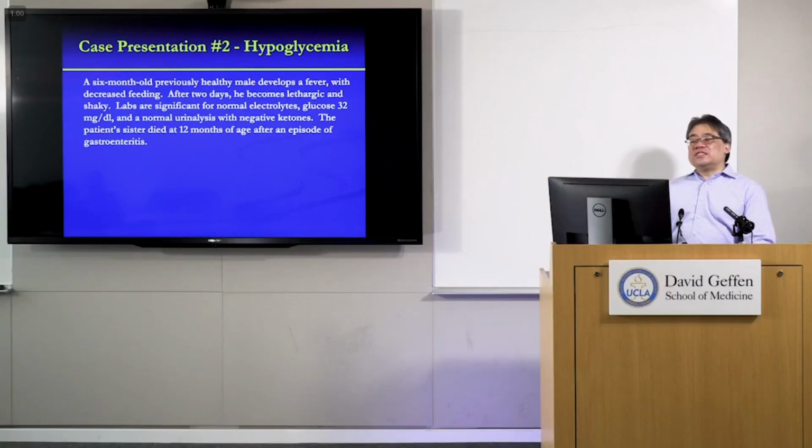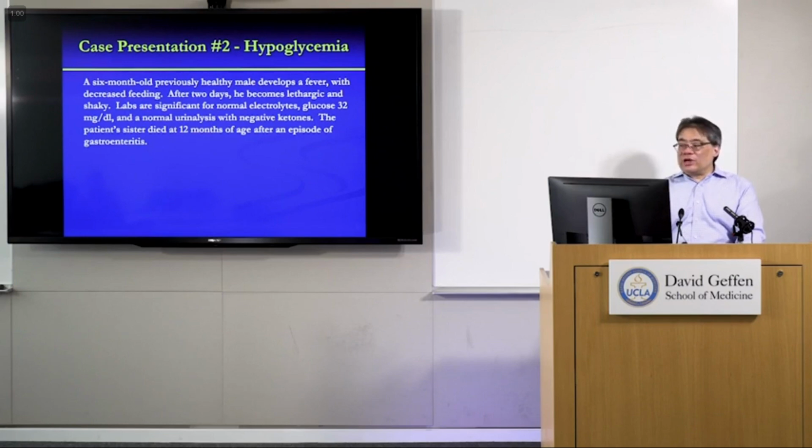Now we're going to get to a second condition with hypoglycemia. So here's a 6-month-old who gets a fever, gets lethargic, has a low glucose, and has a normal urinalysis with no ketones. And it turns out the baby's sister died at 1 year of age after an episode of gastroenteritis, and they thought it was SIDS, which 12 months is borderline for the age range for SIDS. But then you kind of put things together. You say, well, wait, why did she die with gastroenteritis? And this kid got sick with something else.